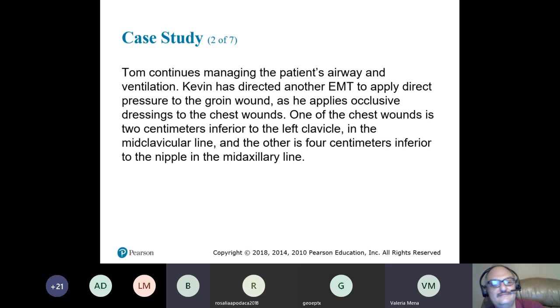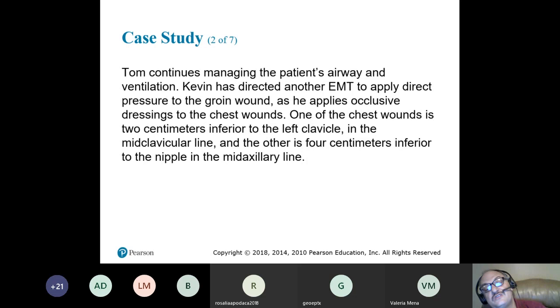Yeah. So we had Andrew and Brandon. Brandon continues managing the patient's airway and ventilation. Andrew has directed another EMT to apply direct pressure to the groin wound as he applies occlusive dressings to the chest wounds, and when we get to chest trauma, we'll figure out what occlusive dressings are. One of the chest wounds is 2 centimeters inferior to the left clavicle in the midclavicular line, and the other is 4 centimeters inferior to the nipple in the mid-axillary line.